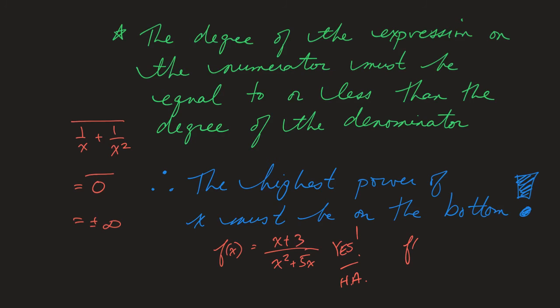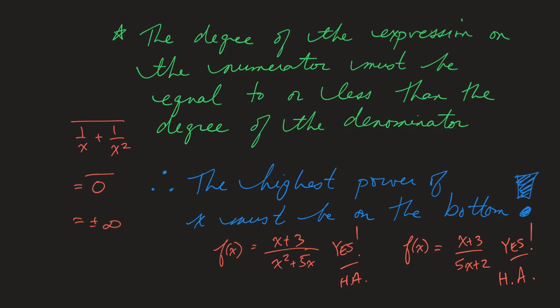If I was to give you this, x plus 3 over 5x plus 2, answer the blue. The highest power of x must be on the bottom. Is the highest power of x on the bottom? Your answer is yes. The fact that it's on both the top and the bottom, we don't care. Is it on the bottom? Yes. Therefore, you do have a horizontal asymptote.